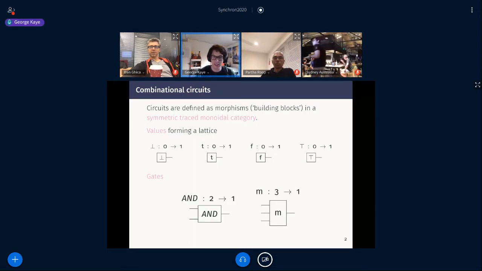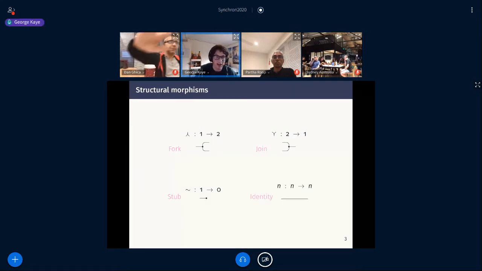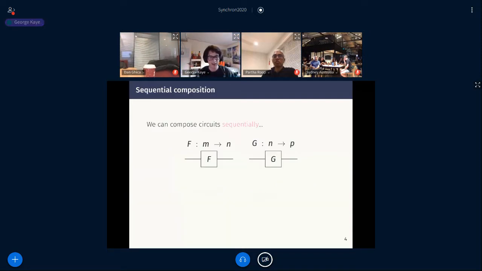And then obviously we have gates as well. We have two inputs and one output, or maybe a multiplexer, 3 going in and 1 coming out. And also in our circuits, you've got to have these sort of structural combinators. We have a fork: we take one element, we get 2 out. We can join 2 wires together. We can cap off a wire, get rid of it. And also we have just a wire: something goes in, we take the same thing out.